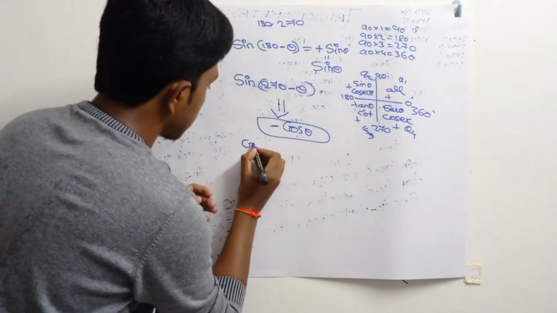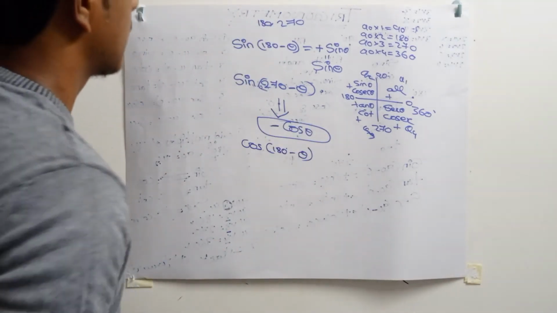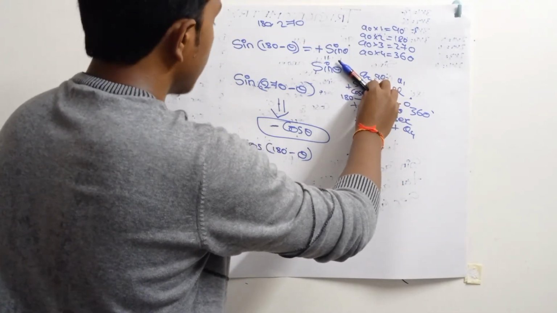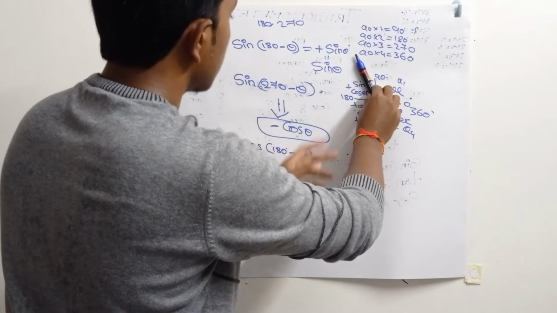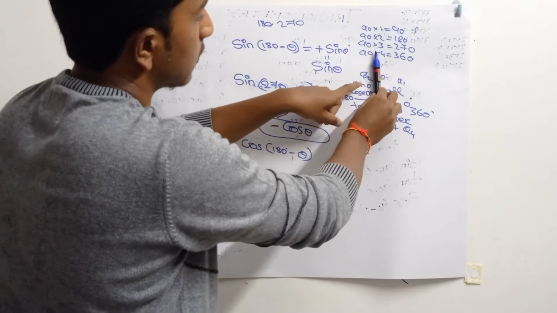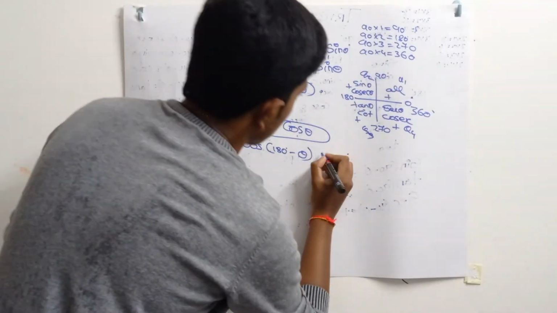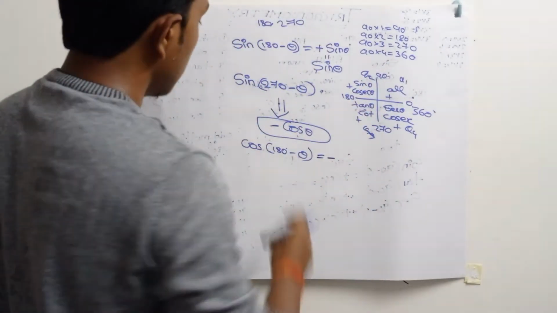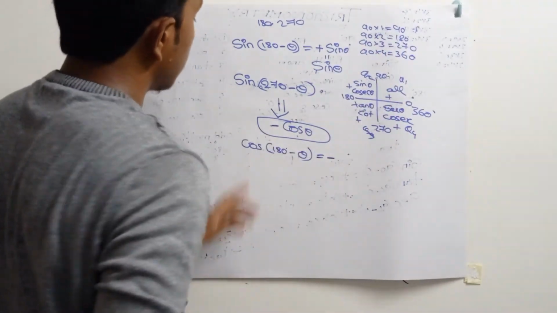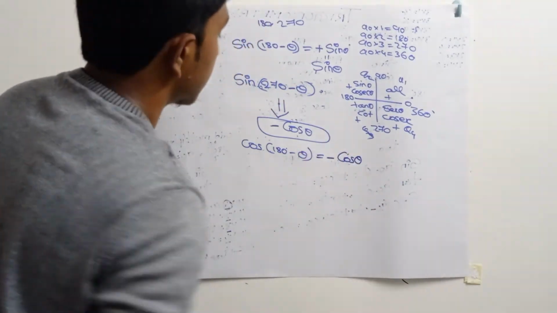Now we'll try with cos. Cos 180 minus theta. This is 180 degrees. 180 minus means it moves to the second quadrant. In the second quadrant, cos is negative. Why? Because in the second quadrant only sine and cosecant are positive. All the others are negative. That means cos is negative, so we use the sign minus. Is 180 an odd or even multiple of pi by 2? 180 is the even multiple, so cos remains as cos. Cos 180 minus theta is equal to minus cos theta.